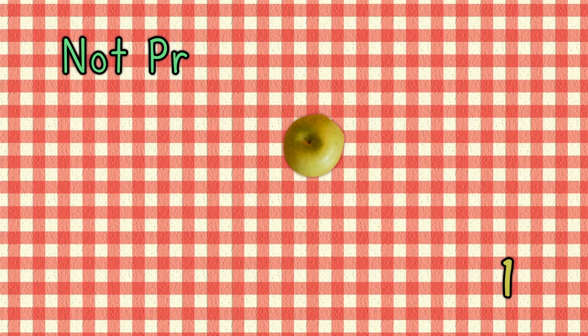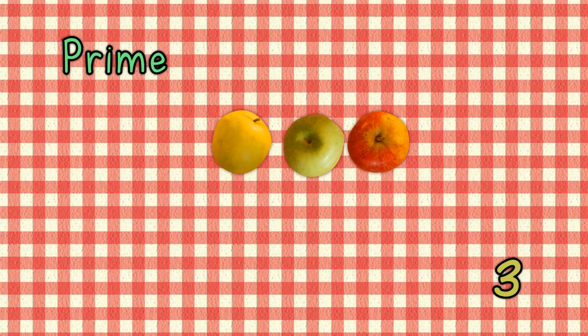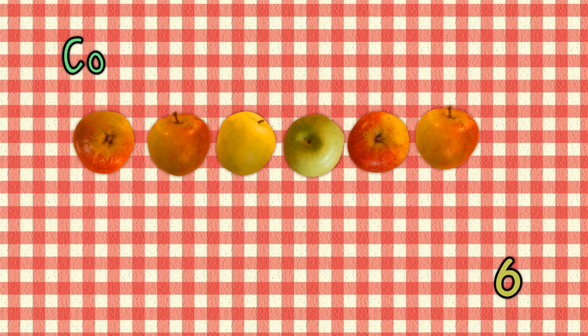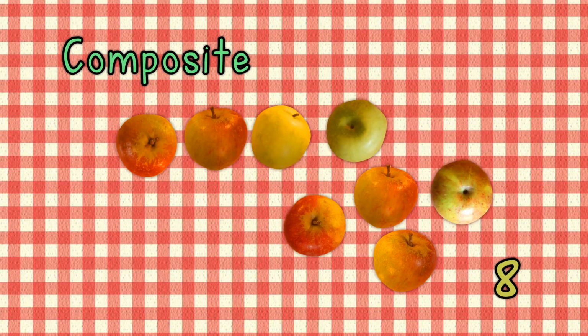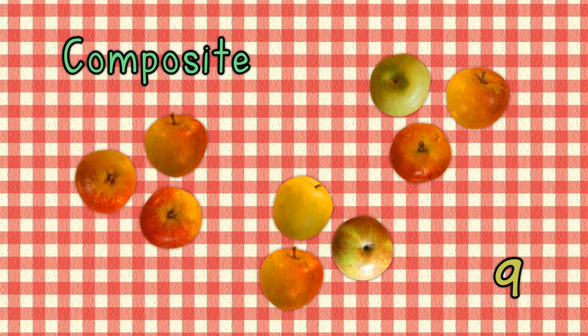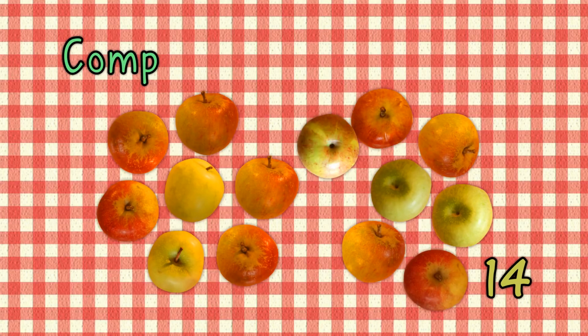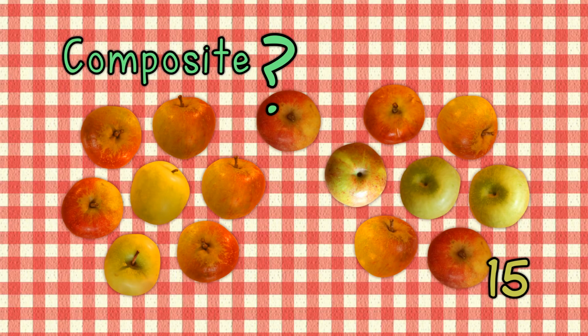Examples: from 1 to 14 apples. Not prime or composite. Prime, prime, composite, prime, composite, prime, composite, composite, composite, prime, composite, prime, composite. So, when there are more factors other than 1 or the number itself, the number is composite. A question for you. Is 15 prime or composite?